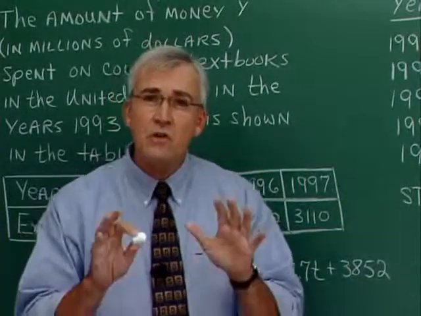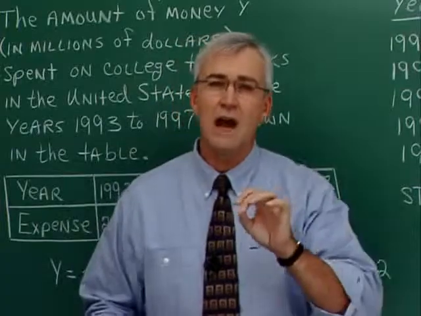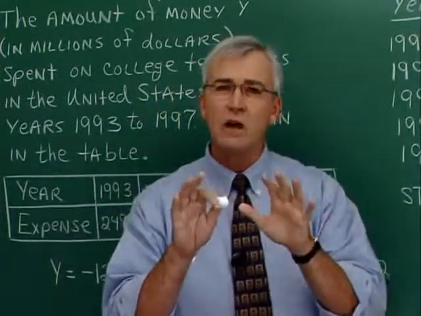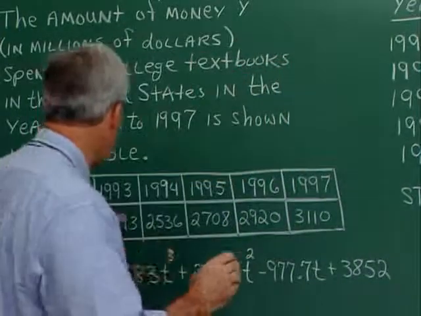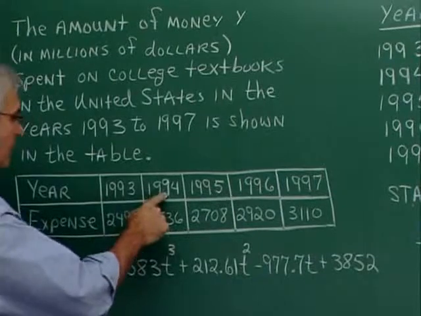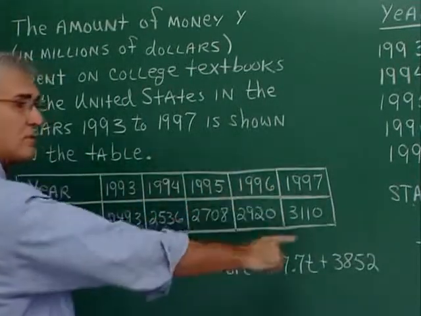Now, I'm going to show you the button sequence necessary in doing this, and I'm going to tell you how important it is in a problem like this, because you see, what we're doing is we're looking at these pairs of numbers. 1993 is associated with this. 94 is associated with this. So all we have is a bunch of ordered pairs of numbers.